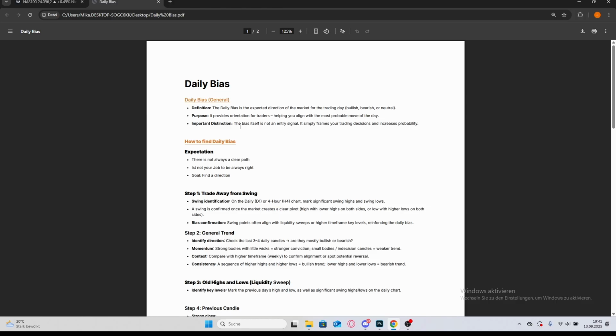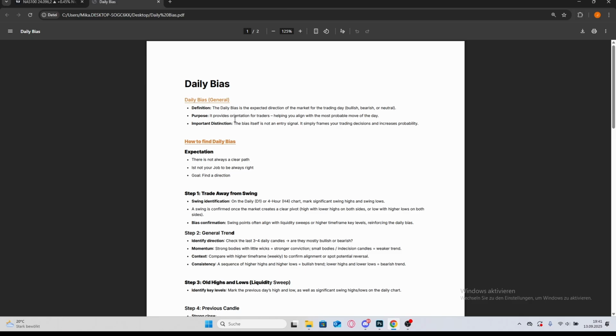So let's start with the basics. At first, the definition. In general, I would say daily bias is the expected direction of the market for the trading day. So what we are trying to do is predict the daily candle. Somehow we want to predict, okay, how is the price moving? Where's the daily candle closing? What is the daily high? What is the daily low?